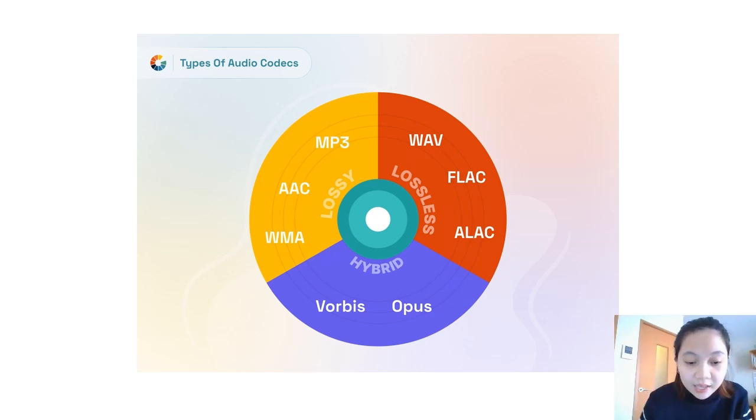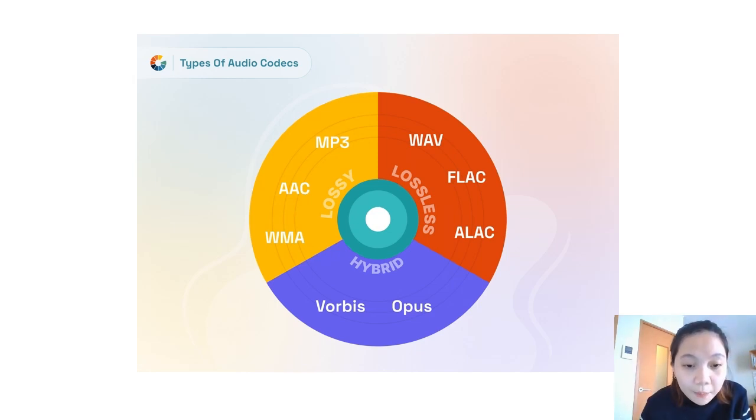Next is the AAC, or Advanced Audio Coding. It is known for better sound quality at lower bit rates compared to MP3. AAC is widely used in streaming services like YouTube, Apple Music, and in devices like iPhones and iPads.